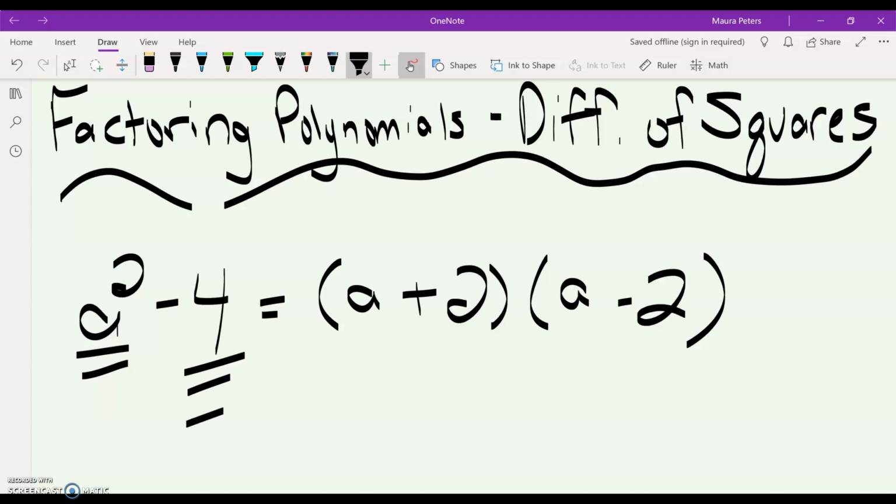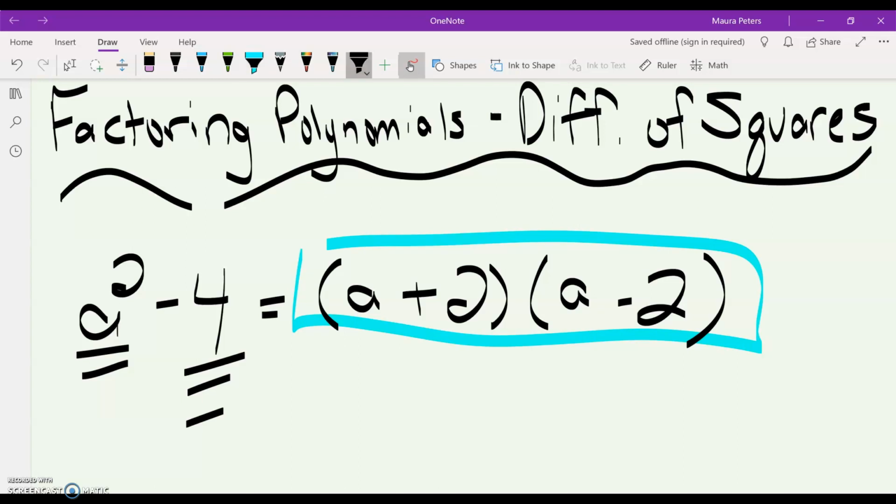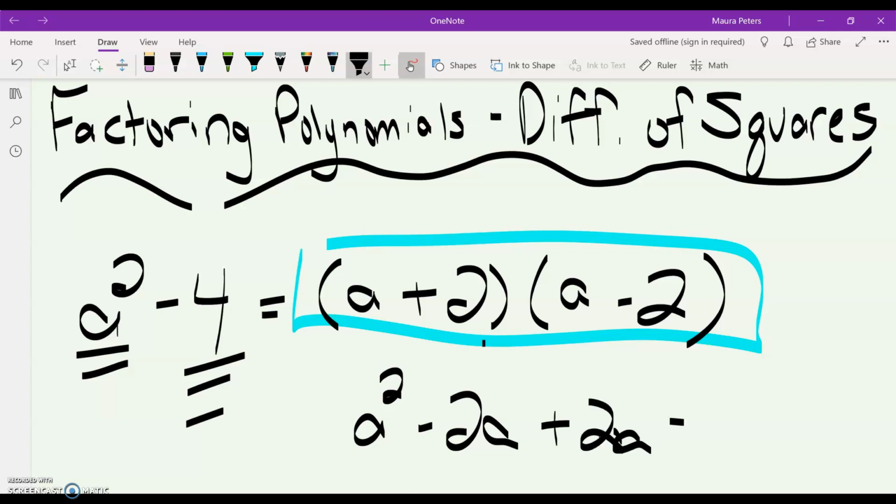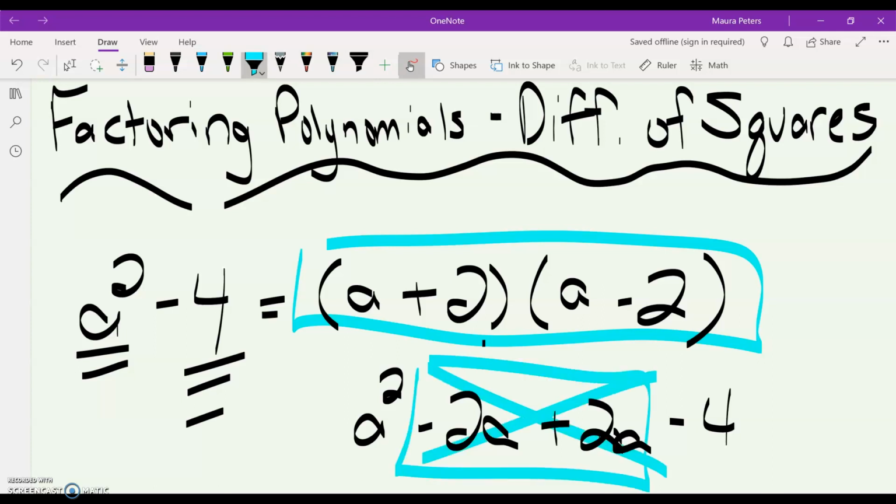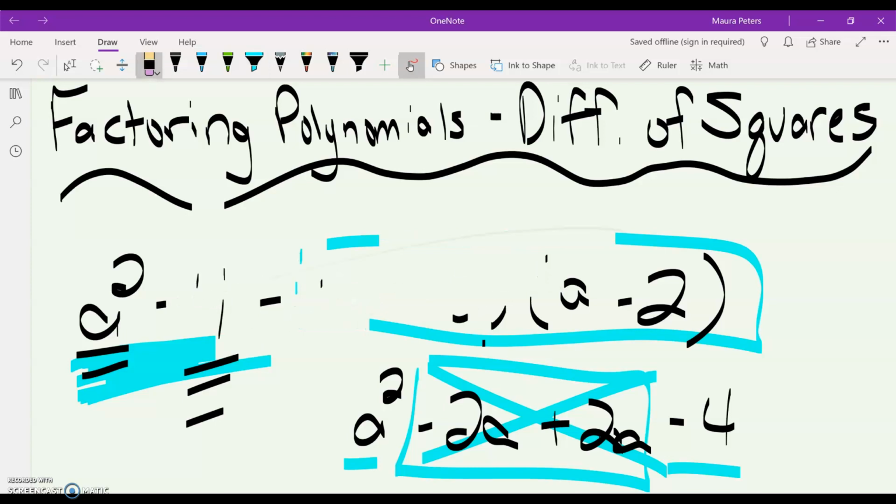And we're done. What we'll see here is if we were to take this and multiply it out, we'd get a squared first. Outside would be minus 2a. Inside would be plus 2a. And the last term would be minus 4. Again, take a look at what's happening here in the middle. Those terms cancel out. What you're left with is a squared minus 4, and that makes sense. Okay, so that's how you can go back and check to make sure that you actually factored your problem correctly.